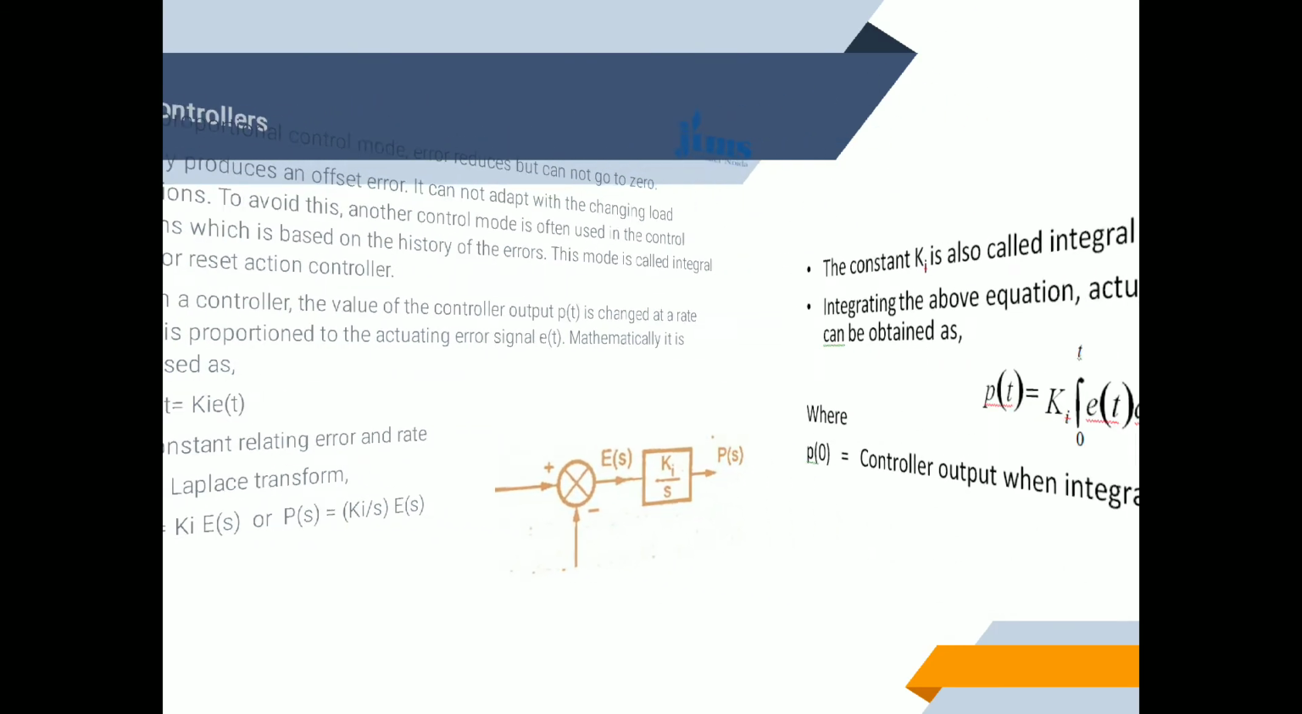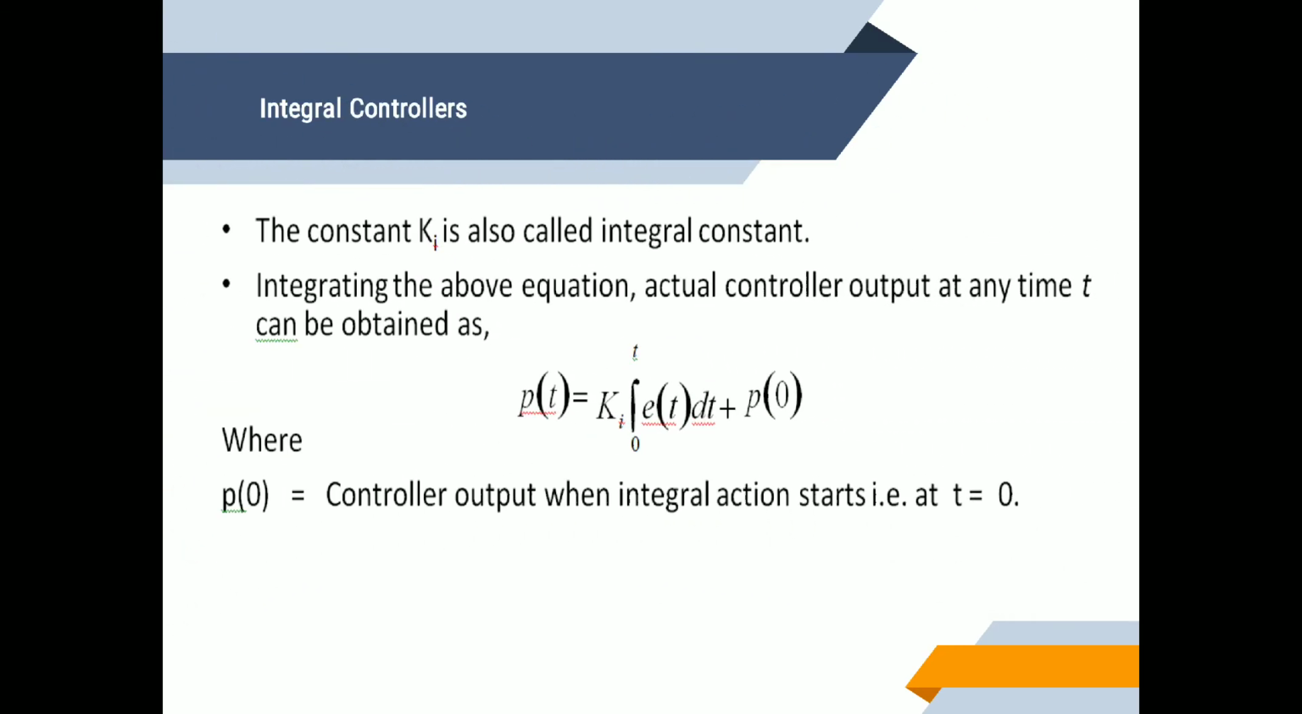That is the transfer function of the integral controller. The inverse of Ki is also called the integral time Ti and is defined as the time of change of output caused by a unit change of actuating error signal. The step response of integral control is shown in the figure.